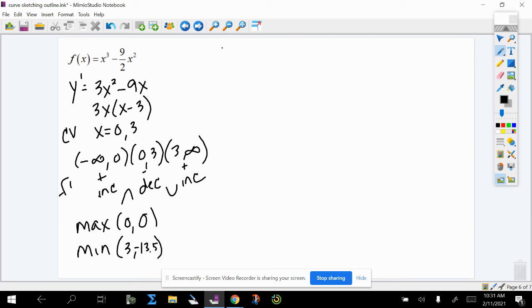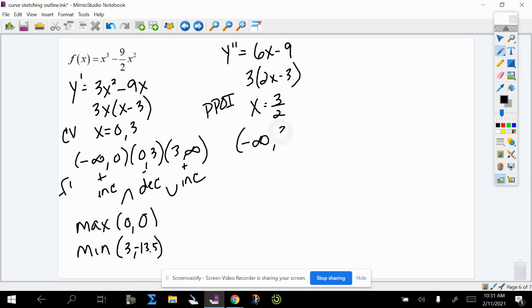So then I'm going to do my second derivative. So my second derivative is 6x minus 9. So that I can take out a 3. I get 2x minus 3. So my only possible point of inflection is 3/2. So the intervals are going to go before and after 3/2. Again, if you want to use a number line and just use one number line, that's fine. Just make sure you label everything you do.